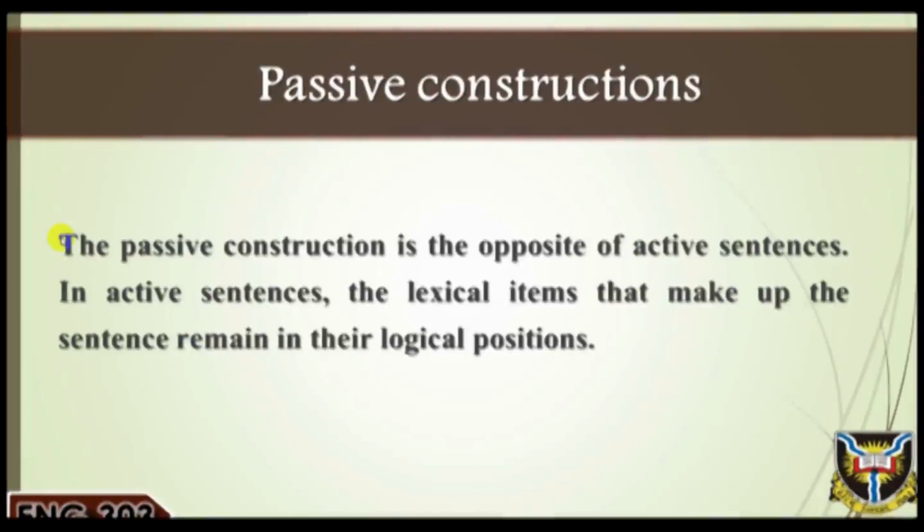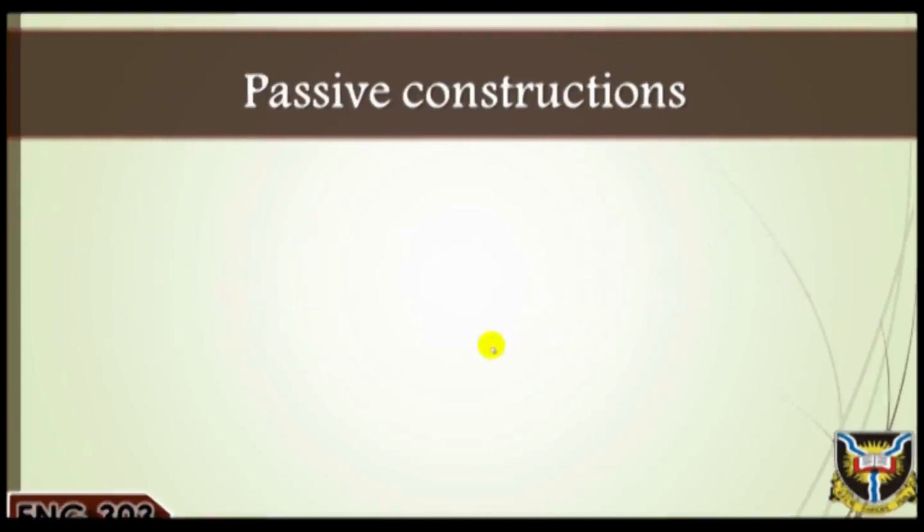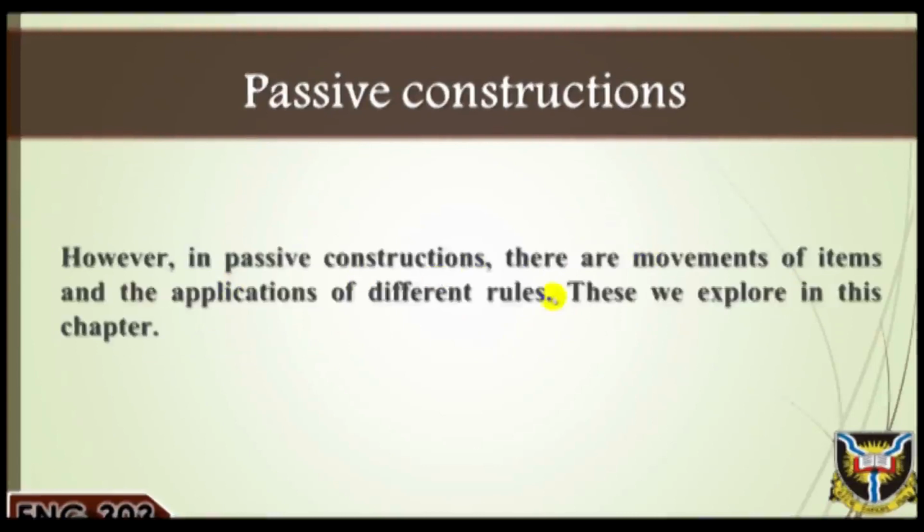Content. The passive construction is the opposite of active sentences. In active sentences, the lexical items that make up the sentence remain in their logical positions. However, in passive constructions, there is movement of items and the application of different rules. This we explore in this chapter.